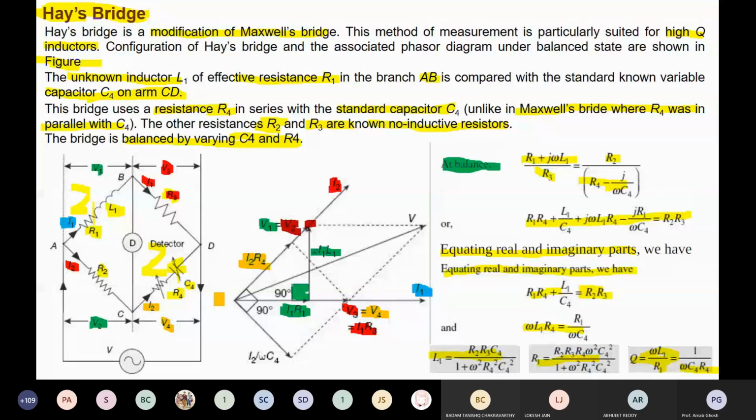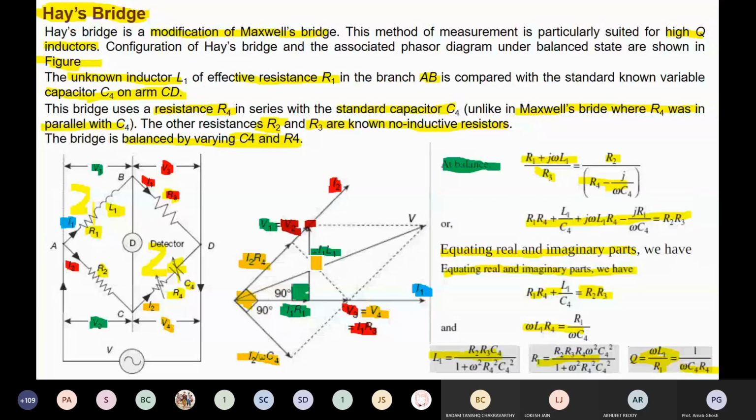What is your V4? It is your C value, so it is 1 by I2 whole divided by omega into C4. It will be 90 degrees lagging with your I2 into R4. You know that capacitor voltage is always lagging with your main current, that is the current through this resistance path. The reference current, capacitor voltage is 90 degrees lagging, but capacitor current will be 90 degrees leading. So finally you will get the value of V4: V4 equals I2R4 plus I2 whole divided by omega C4.